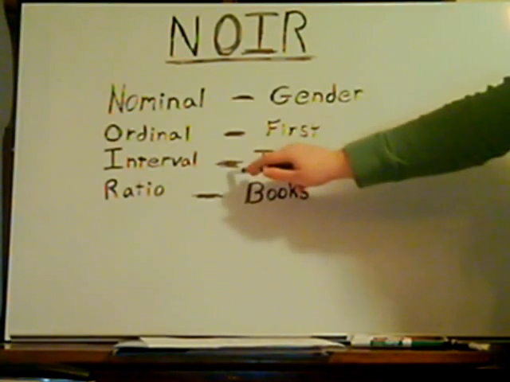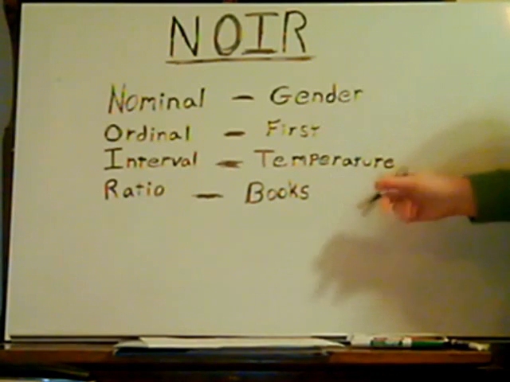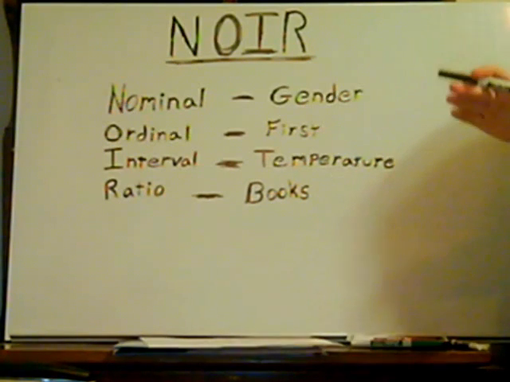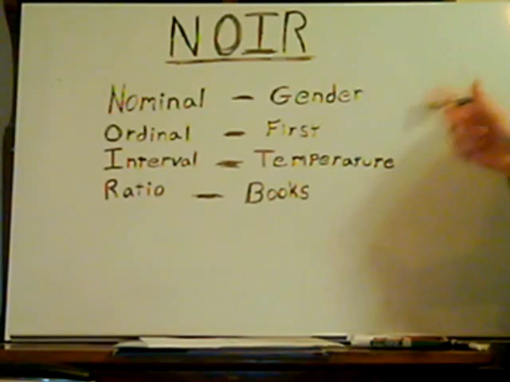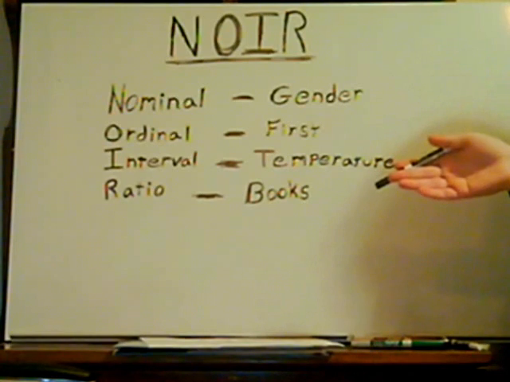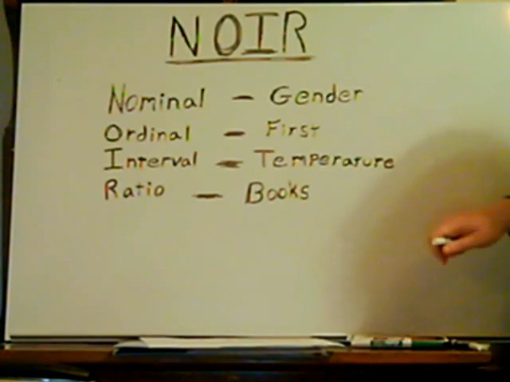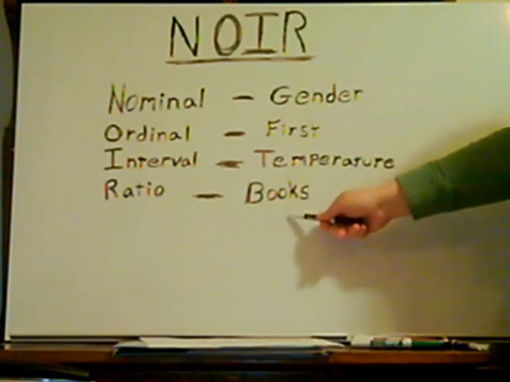For an example of interval, just to give you a better idea, take temperature. You know that 32 degrees and 33 degrees are the same amount of way, such as 72 and 73 degrees are going to be. They have equal distance between the values. The last one is ratio.